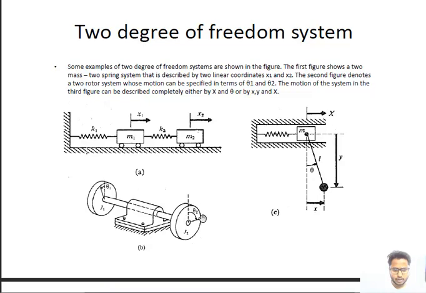And here the angular displacement of this rotor is theta 2, and the angular displacement of this rotor is theta 1, and this theta 1 is independent from theta 2, and theta 2 is independent from theta 1, because the stiffness of this rotor can be different, and the stiffness of that rotor can be different. It is dependent upon the material and the geometrical properties of any element of the system. So this is also a two degree of freedom system.